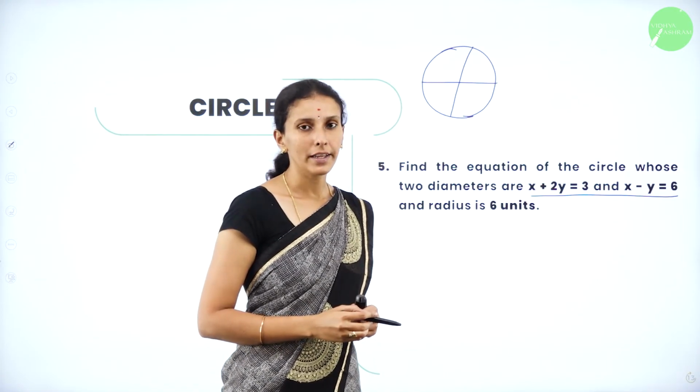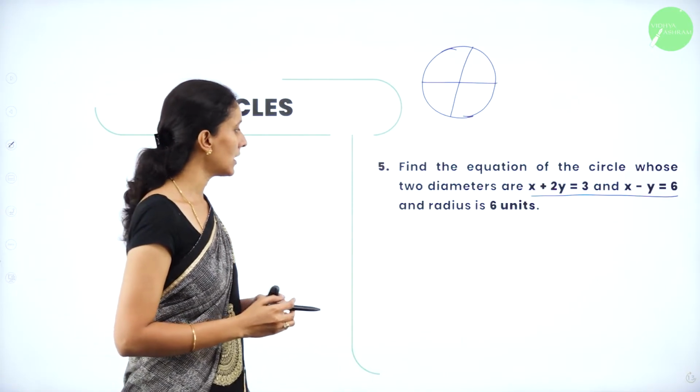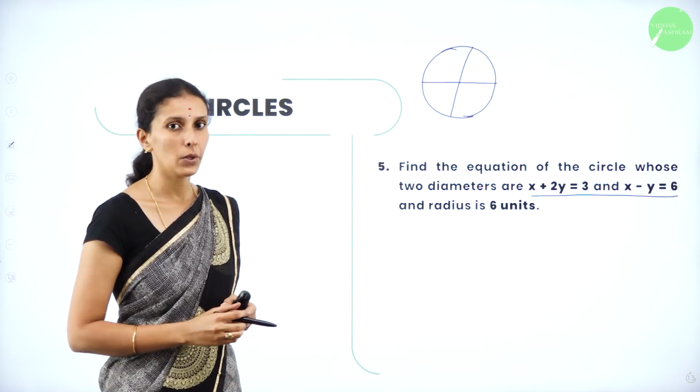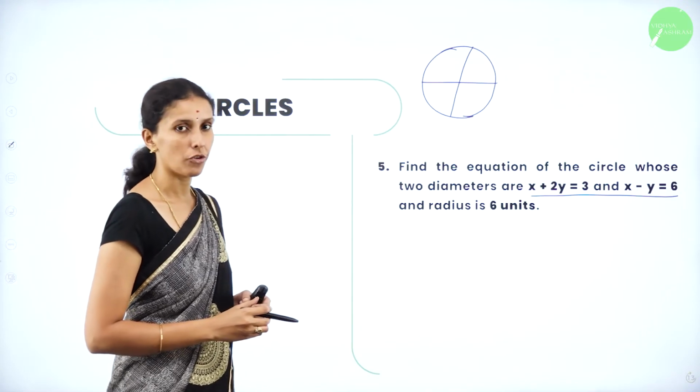So let us solve the equations. We will get the center of the circle and we have already the radius here. Just apply it in the standard form of the equation of a circle. You will get the equation of the circle.